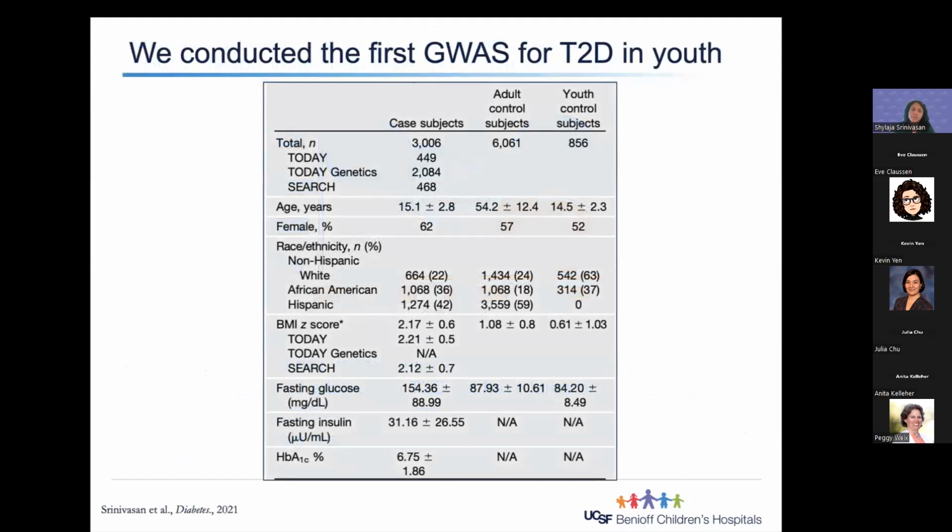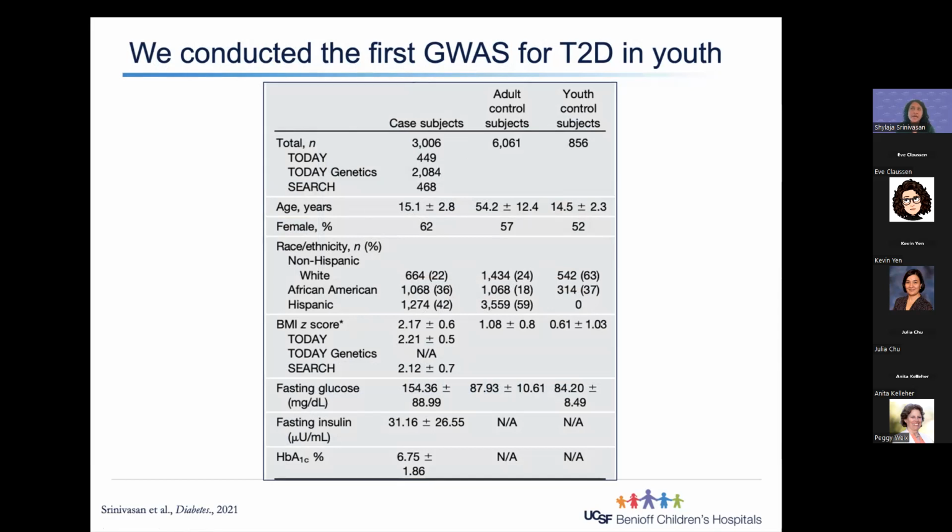So in ProDIGY, first we did common variant analysis and we conducted a GWAS for type 2 diabetes in youth. Shown here are the baseline characteristics of the participants. In total, we had 3,006 youth cases, as well as 6,000 matched adult controls, and then we also had a small subgroup of youth controls without diabetes.